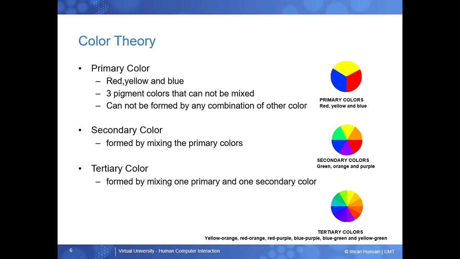These pigment colors cannot be formed by any combination of other colors. Basically kasi sa pigments, guys, di ba you're mixing colors in order to attain the other colors? So that's why that's the primary color. Then we have the secondary colors formed by mixing the primary colors. So you have green, orange, and purple. We create green by mixing blue and yellow. We create orange by mixing yellow and red. And then we create purple by mixing red and blue.